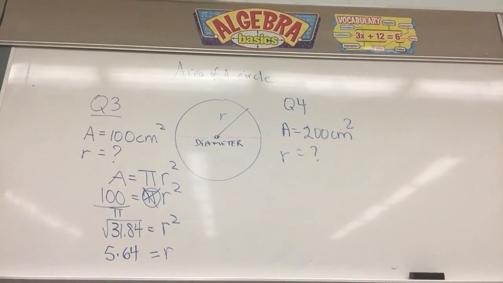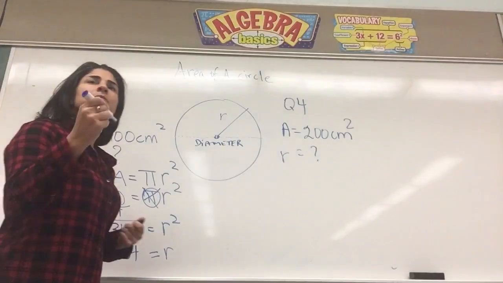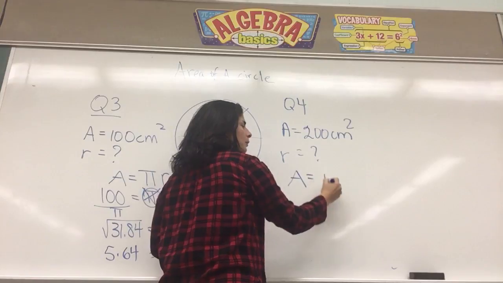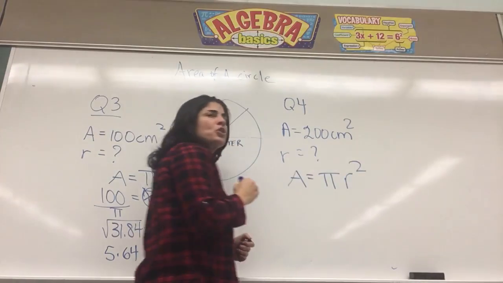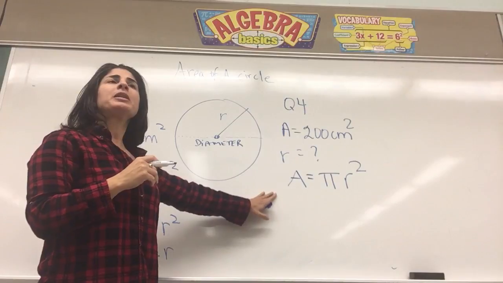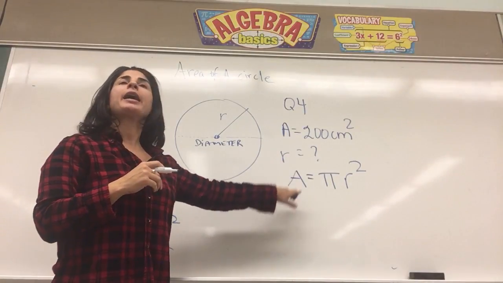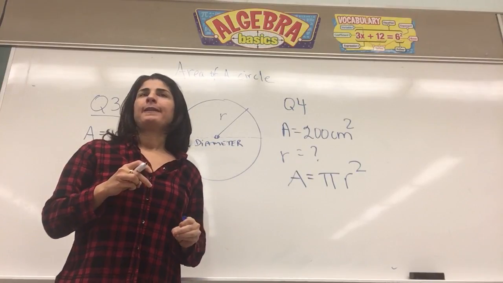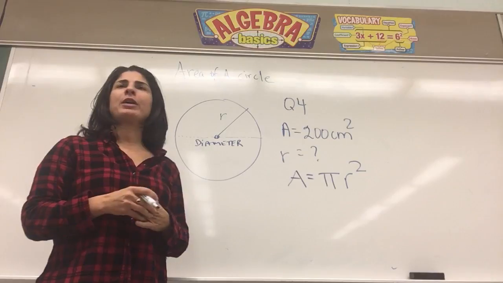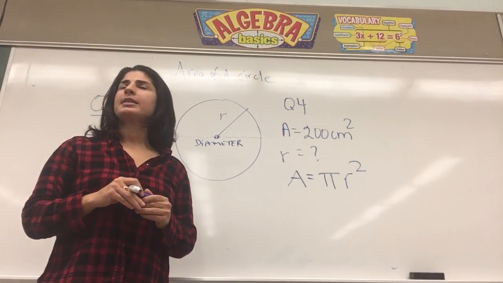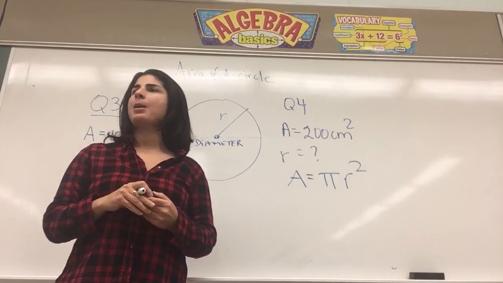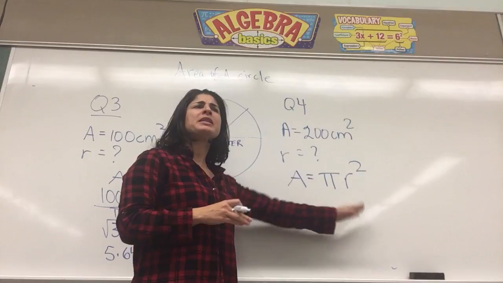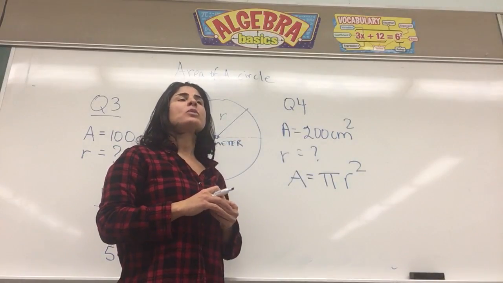So what's the first thing we have to do, Brandon? The formula is area equals pi radius squared. R represents the radius. Next thing we need to do. What's the second step? Do we have area, or do we have one of these pieces of information? Yes, what is it?